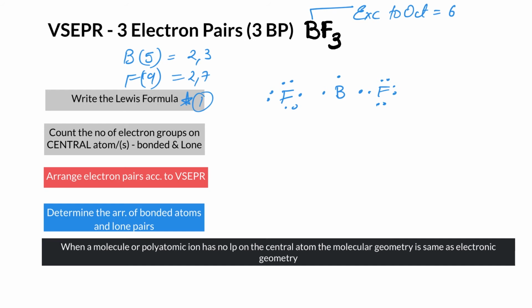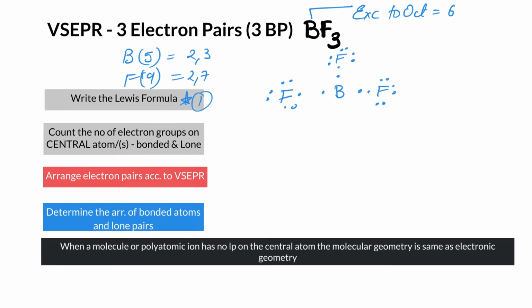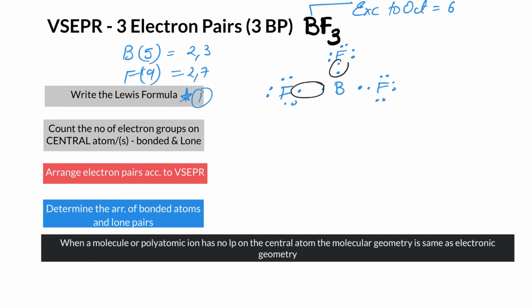Second, count the number of electron groups around the central atom. Oh, we forgot one fluorine here. So we can clearly see that we have one electron group, second and third. So we have 3 electron groups. Now think about a circle. How can you position things so that they are at the maximum distance from each other? So yes, it makes sense, 120 degrees apart.